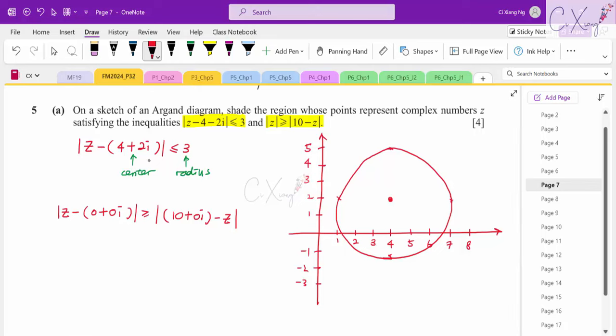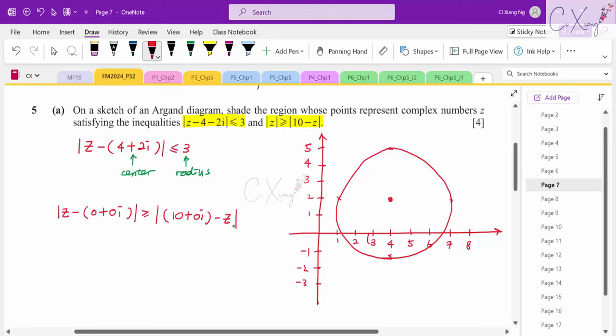Okay, then they are saying that |z - (4 + 2i)| is smaller than or equal to 3, right? That means you're interested in the area where the distance between the complex number and the center is less than or equal to 3. So by right, you should shade the whole area inside the circle.